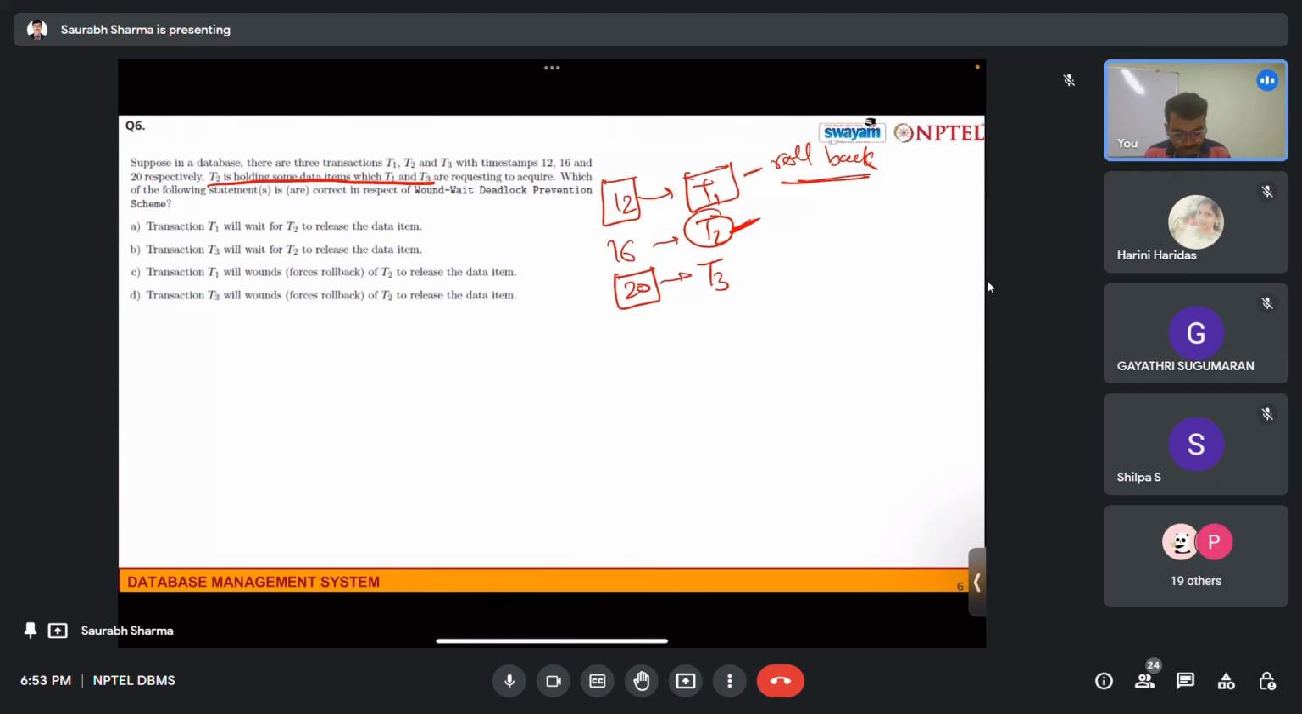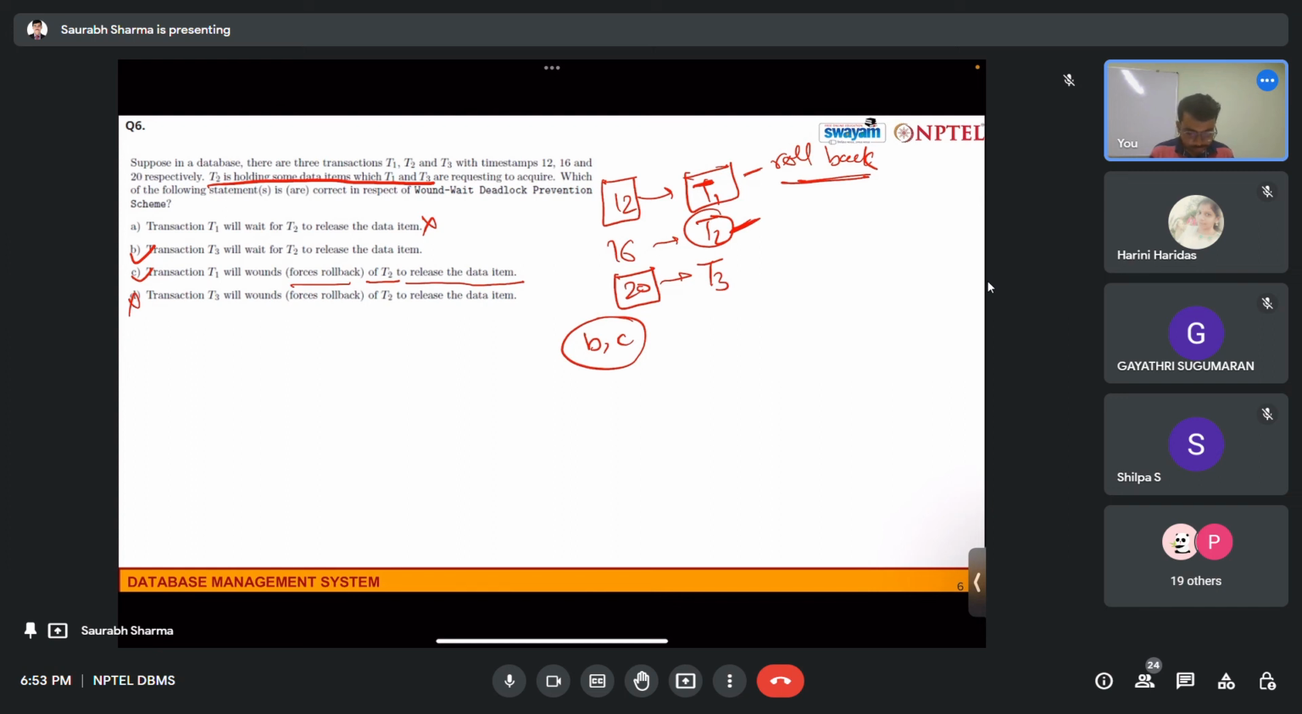Now mark the options. One says T1 will wait for T2 to release. That is incorrect because T1 is the older one. T3 will wait for T2 to release the item. Yes, that is correct, because T3 is the younger one. Transaction T1 will wound, forcing rollback of T2 to release the data item. Yes, that is correct because T1 is the older one. T3 wounds is incorrect because T3 is the younger one. So the answers are B and C together.